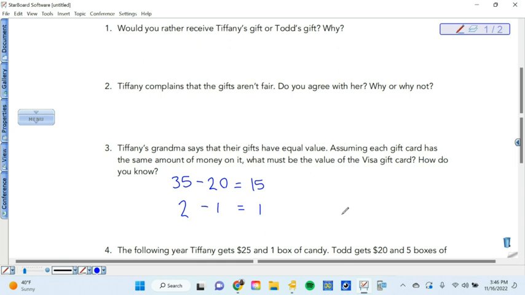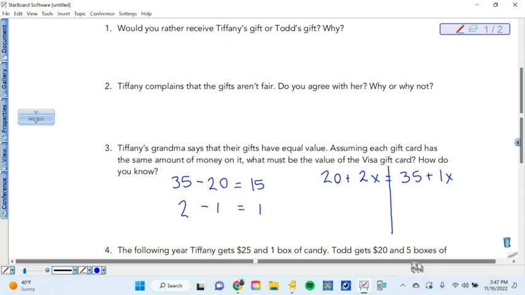So $20 plus 2 gift cards. $20 plus 2, and then how do I write a value that is unknown? X. 20 plus 2x, that's Tiffany's. How would I write an expression for Todd's gift? 35 plus 1x, right?